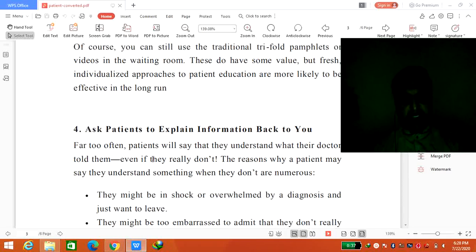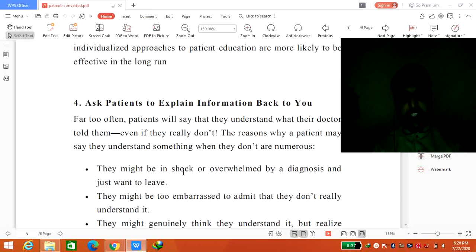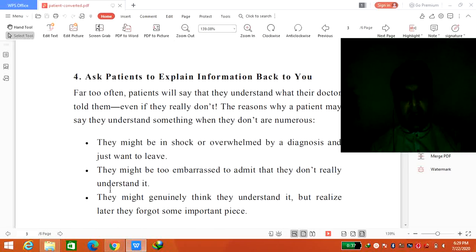That's why reason is there. They might be in shock, or overwhelmed by a diagnosis, and just want to leave, just certain conditions that worry the patient. They might be too embarrassed to admit that they don't really understand it. Yes, of course, that's why they mention that they understand each and everything.